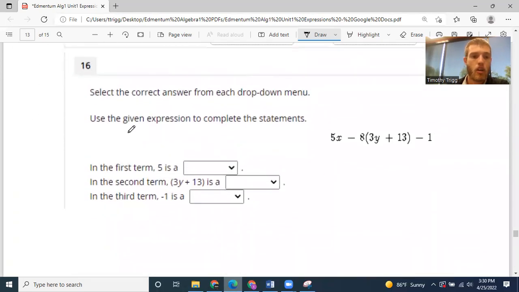Okay. Use the given expression to complete the statements. In the first term, the 5, what is this called? What do we call this? The second term, what do we call this? And then what do we call this? Okay. So you should know that.